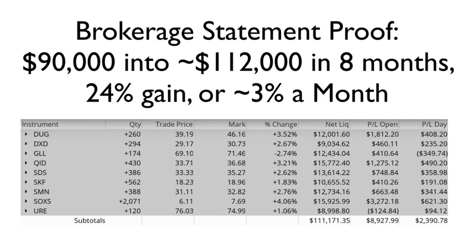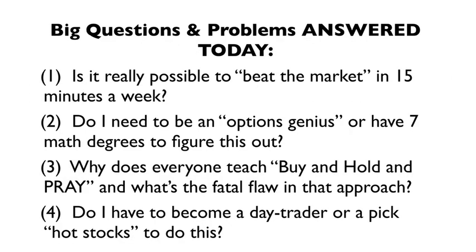We've turned that $90,000 into $112,000 roughly in about 8 months, or about a 24% gain, or 3% a month. And we're going to cover exactly how we do that. So, the big questions and problems answered today.